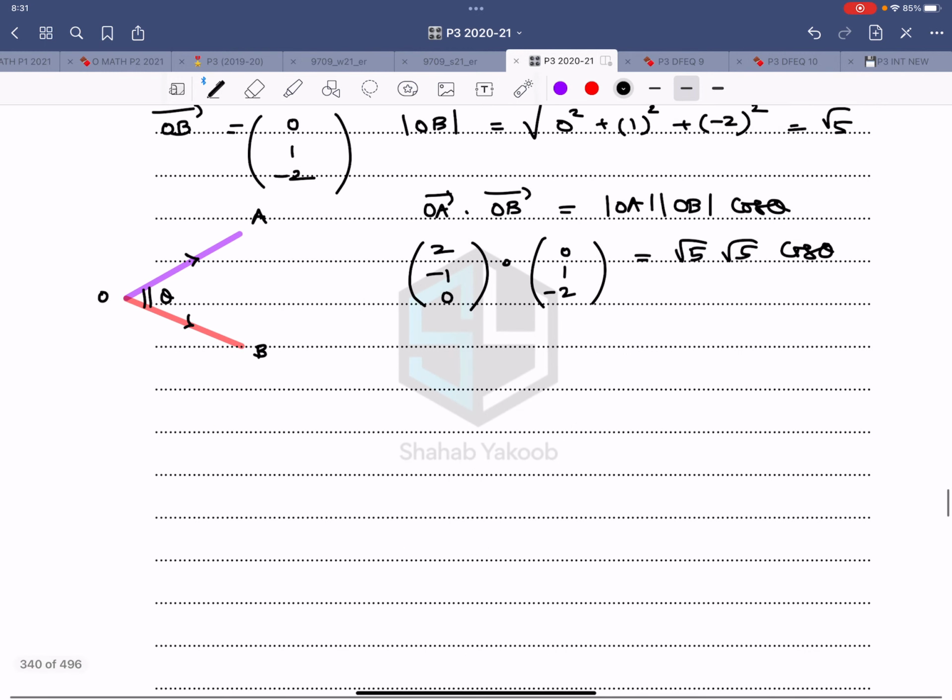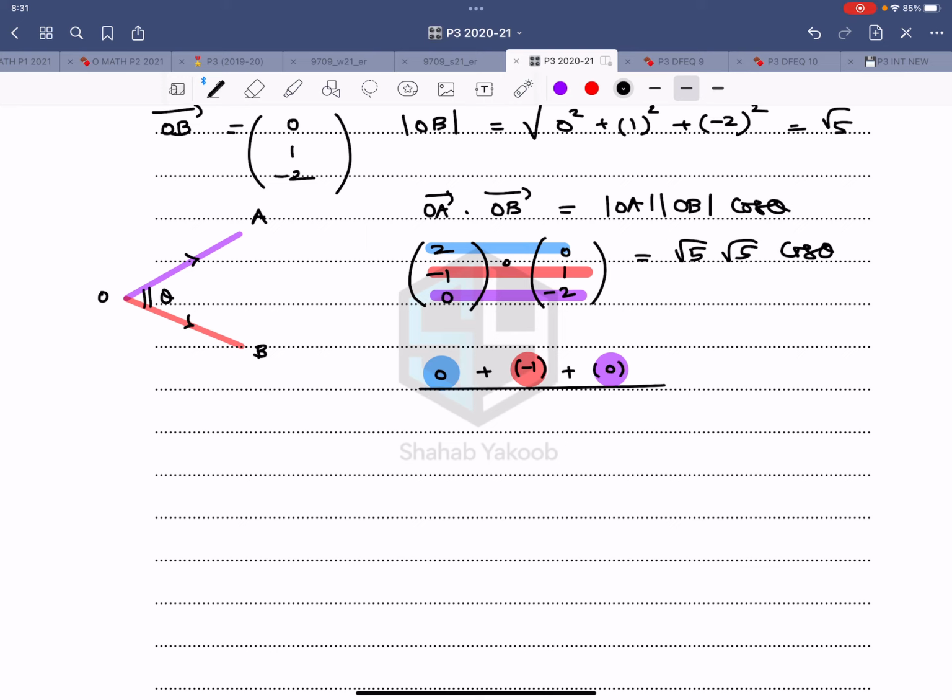So let me just highlight it a bit more. So therefore you have to multiply it this way, and then multiply it this way, and then multiply it this way. So therefore this is one number. Let me write it in order over here. And therefore this is 2 into 0 is 0, plus minus 1 into 1 is negative 1, plus 0 into minus 2 is 0, divided by root 5 times root 5 is cosine theta.